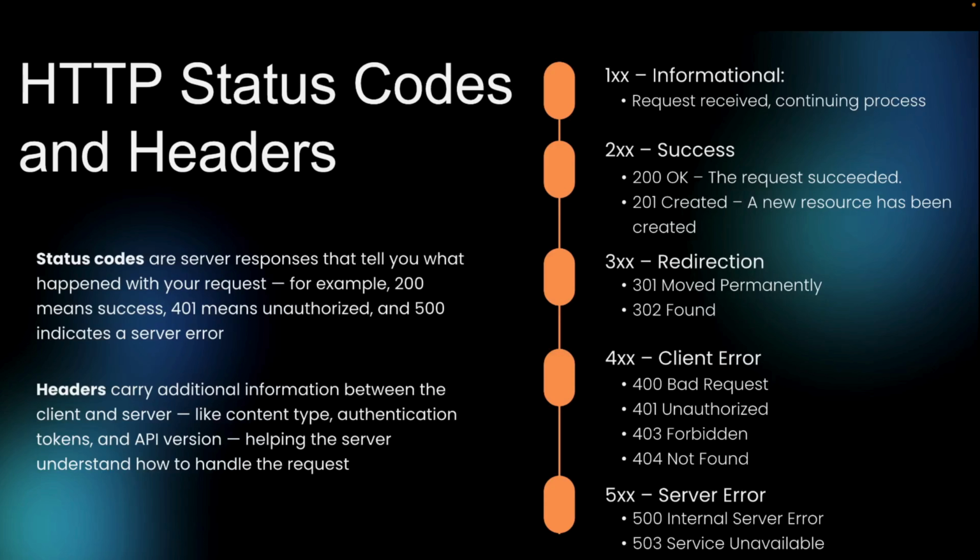Next is 5xx server errors. These are issues on the server side, like 500 internal server error, which means something went wrong on the server, or 503 service unavailable, which means the server is temporarily down or under maintenance. You can say status codes help you to interpret the result of every API call.